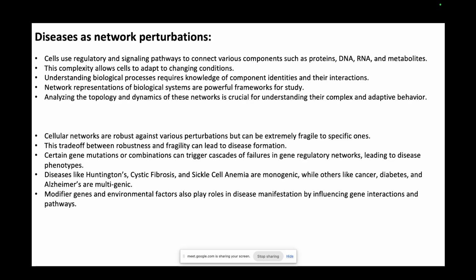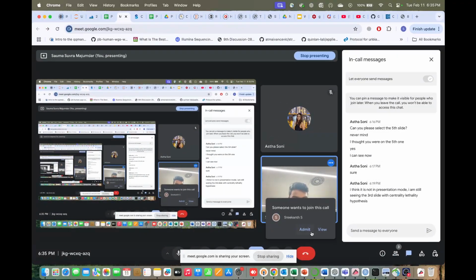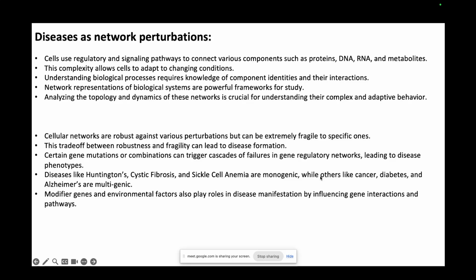Here the networks are fragile in terms of these particular genes. If you just take a missense mutation at a particular position in the HBG, the hemoglobin gene, it can cause sickle cell anemia. That is a good example where a particular network can be very fragile if you perturb it very slightly at that particular element. But there can be other examples as well.